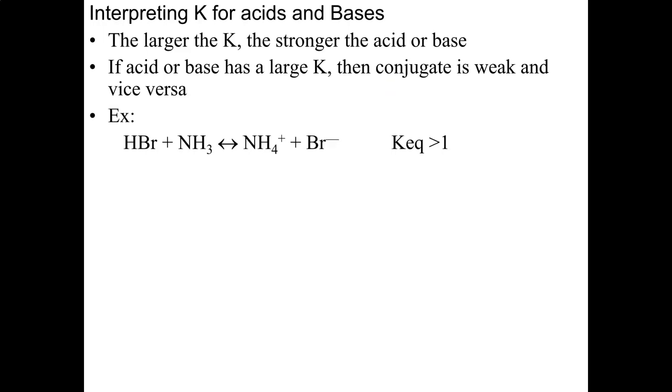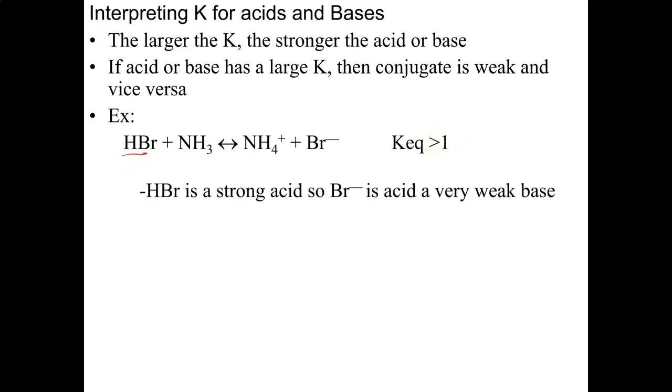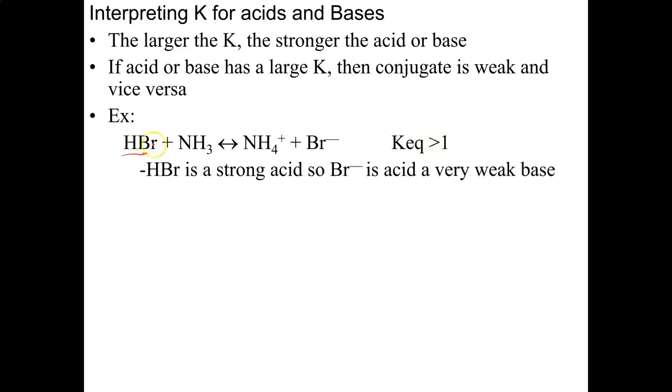So this K is greater than 1. So we could assume that this, and we know this is a strong acid anyways, right? So this implies that this reaction favors the product side. Okay, wonderful. So if HBr is a strong acid, then its conjugate, which is this, will be weak. It's a weak base, right? Because remember, it's a conjugate base.